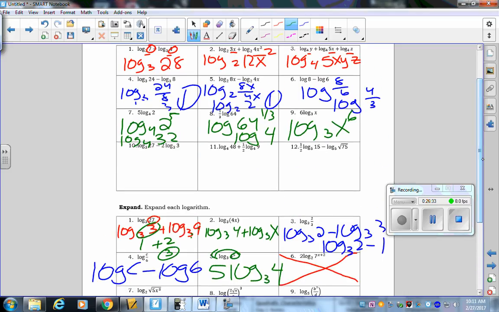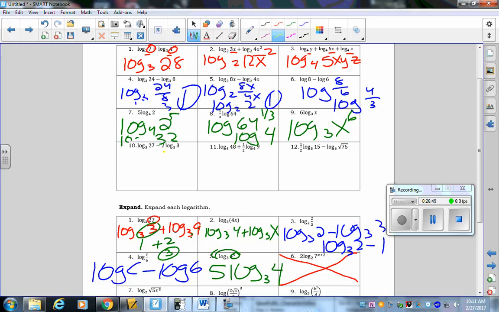All right, so now we're going to combine them together. In number 10, take care of the product property first.